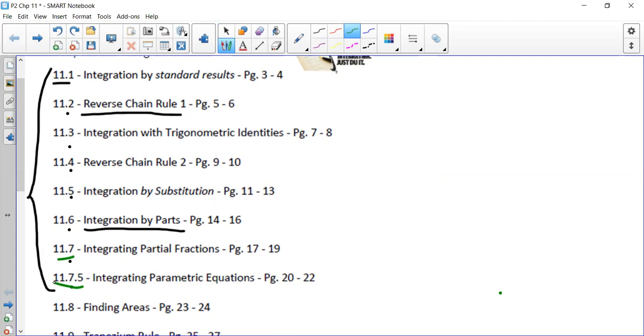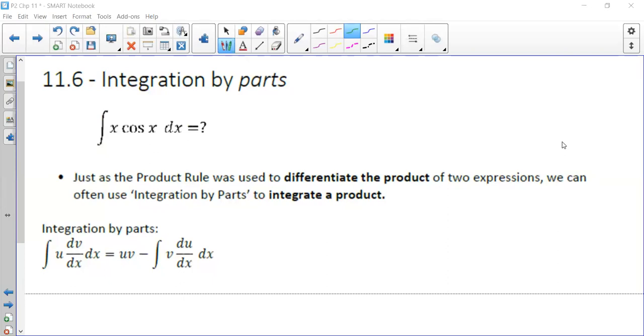Integration by parts, today's lesson. So what's integration by parts? Integration by parts helps you to integrate a product. It's like the opposite of the product rule, but it's not exactly the same relationship as chain rule and reverse chain rule. It's opposite in the sense that the product rule helps you differentiate a product, but integration by parts helps you integrate a product.